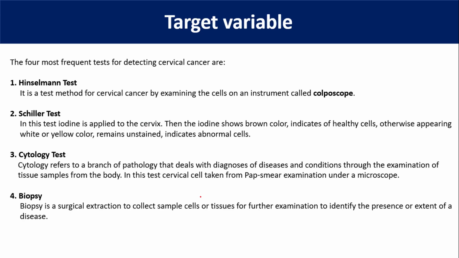So this is the data set which we have to use in this project. Now let's quickly go to the target variable that we are going to predict. Before predicting the target variable, we need to know what these four tests are, because blindly predicting the target variable will not serve the purpose. The first one is the Hinselmann test. It is a test for cervical cancer by examining the cells with an instrument called a colposcope.